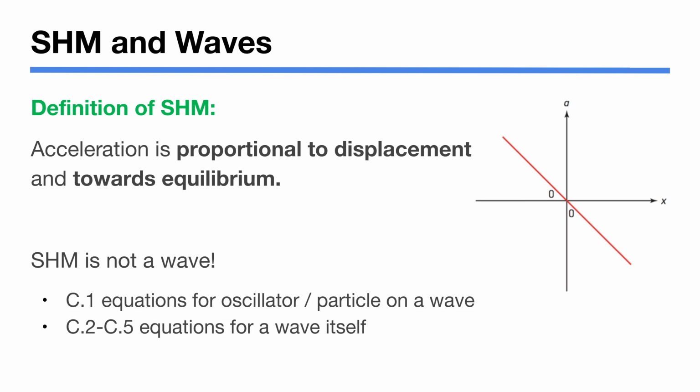All the other unit C stuff is for the wave itself. If you want the speed of the wave, the wavelength of the wave, and so on. So as you practice, try to make that distinction because it's easy to kind of mix them up or let them fuzz together in your brain, but try to break it down that way.